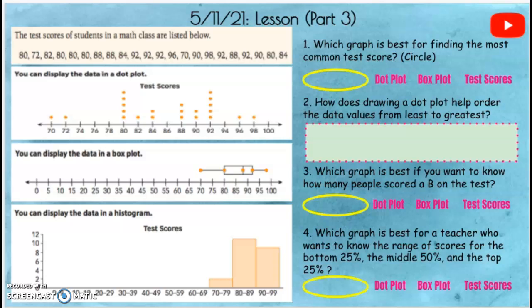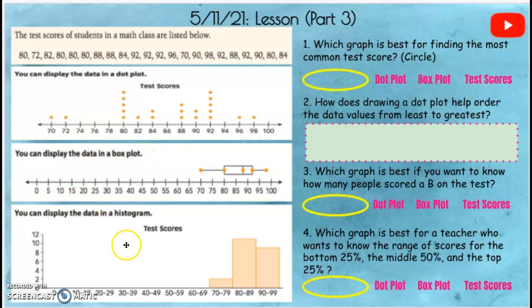All right, our lesson part 3, we're going to take this and we are going to compare these 3 graphs. So we have a dot plot, we have a box plot, and we have a histogram. All of these 3 are showing data for the same numbers. So they're test scores of students in a math class. So which graph is best for finding the most common test score?